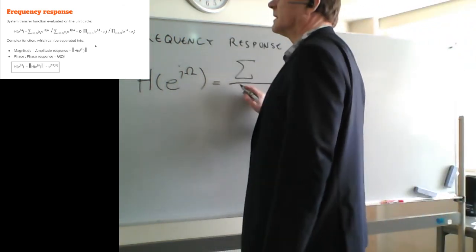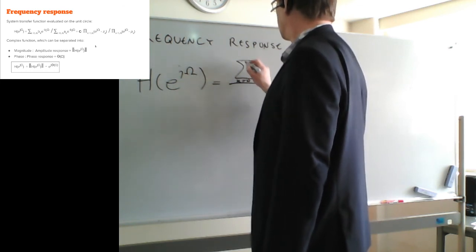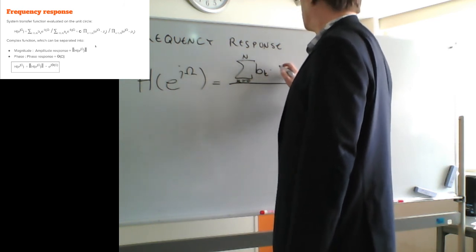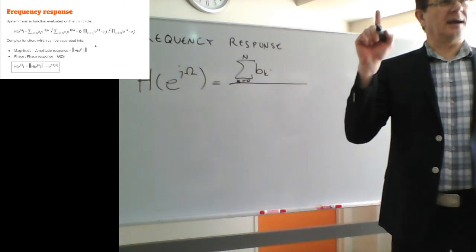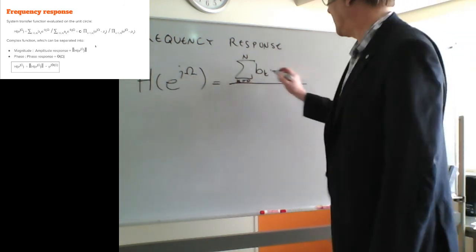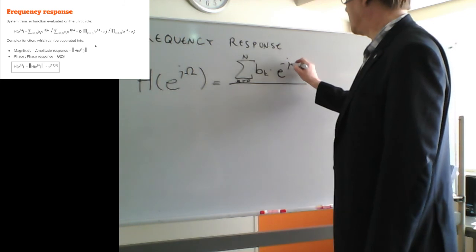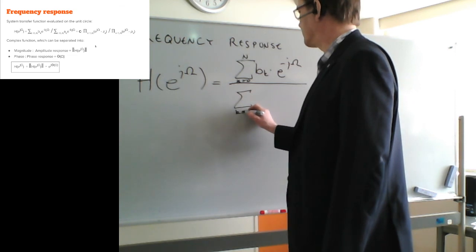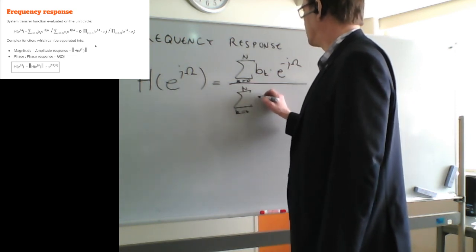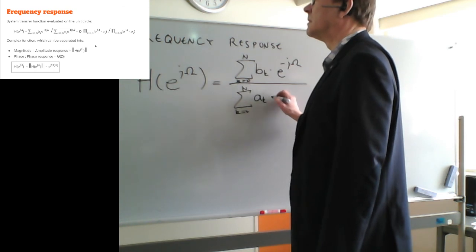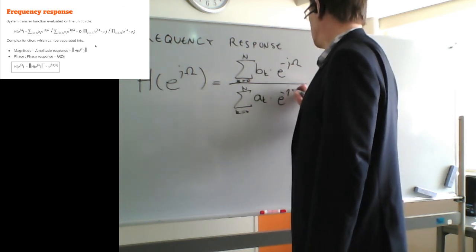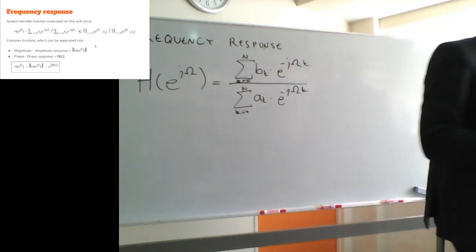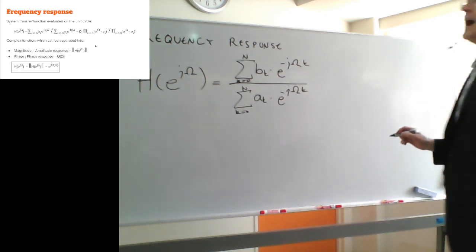So we have basically the sum over k from 0 to n of bk times z to the minus k, where z is now e to the j omega, so e to the minus j omega k, divided by the sum over k from 0 to n of ak e to the minus j omega. Sorry, k is missing. Okay, there.